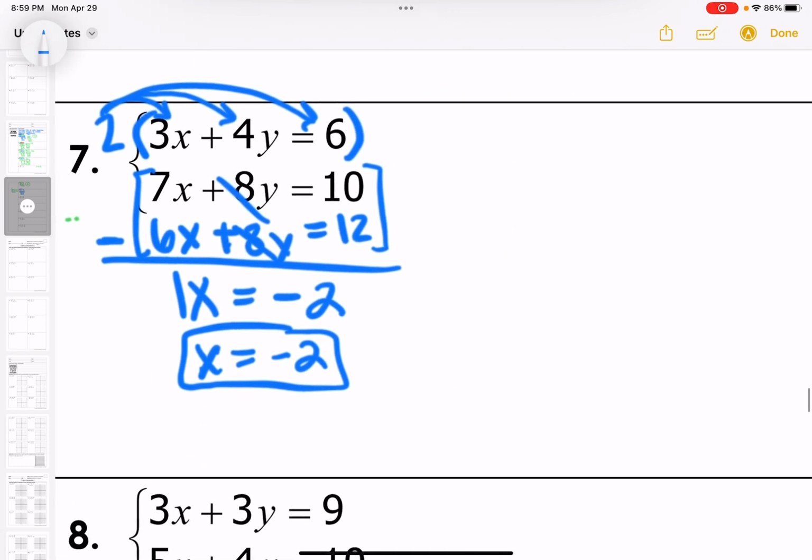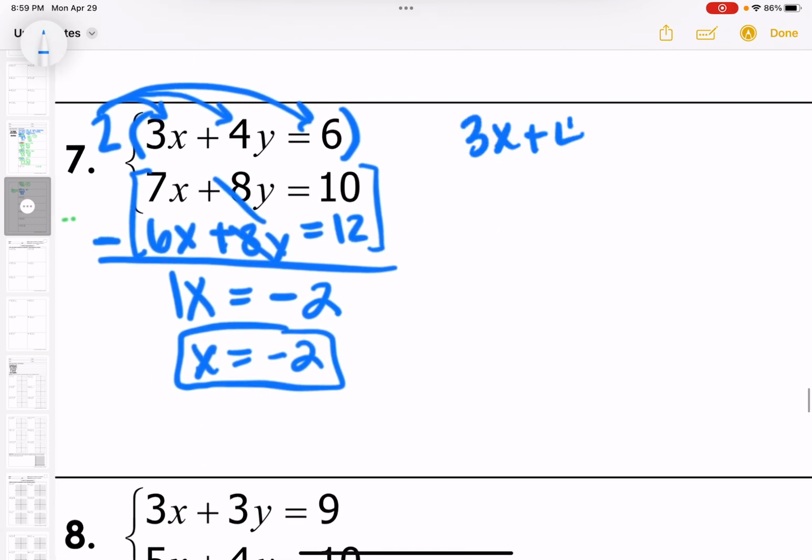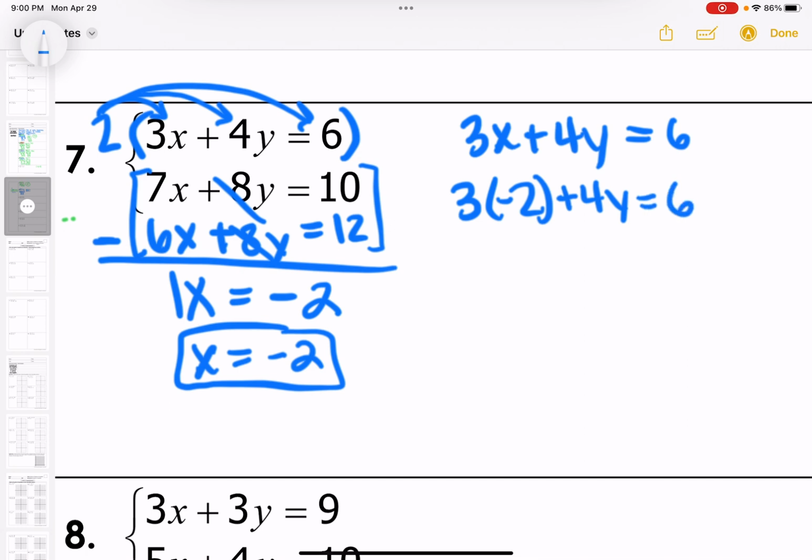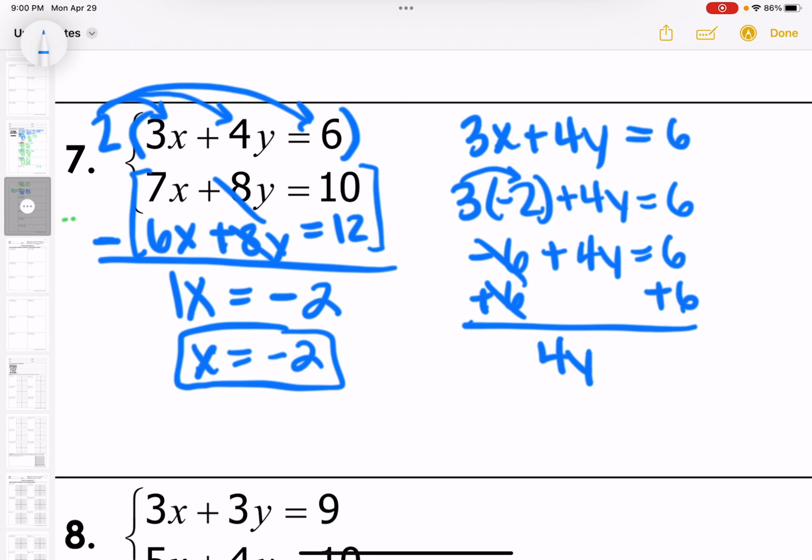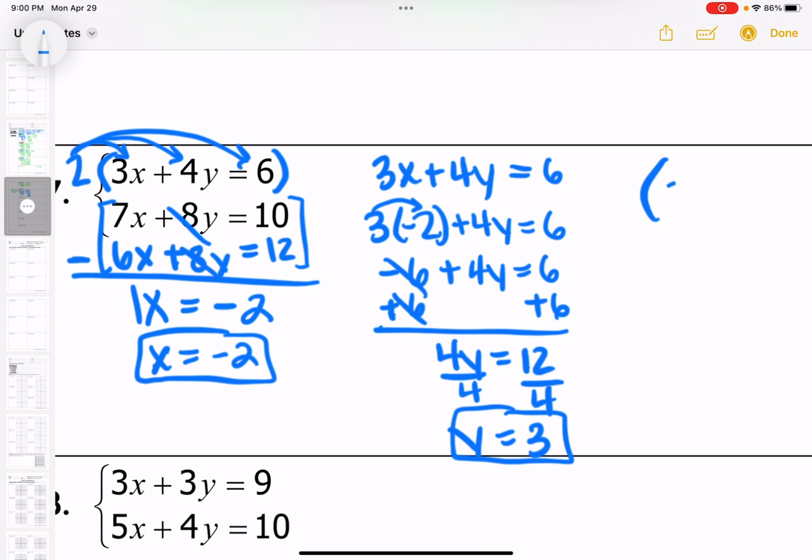Okay, then just like before, I'm going to plug it into one of my equations. So I'm going to choose the top one. And I'm going to replace x with a negative 2. 3 times negative 2, negative 6. Now I got to get 4y by itself, so I'm going to add 6 to both sides. And then I divide by 4, so y equals 3. So negative 2, 3.